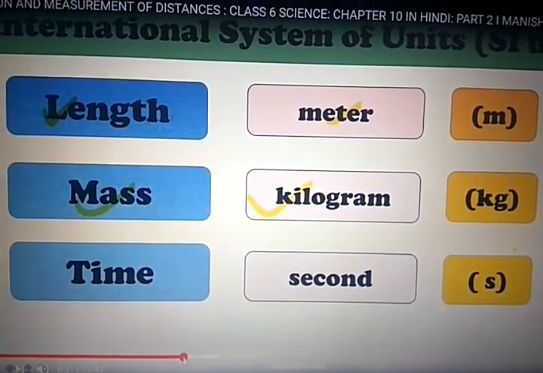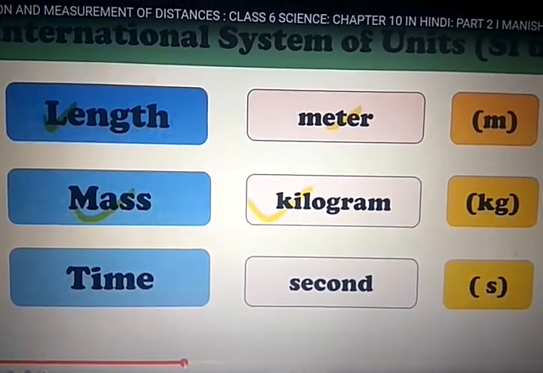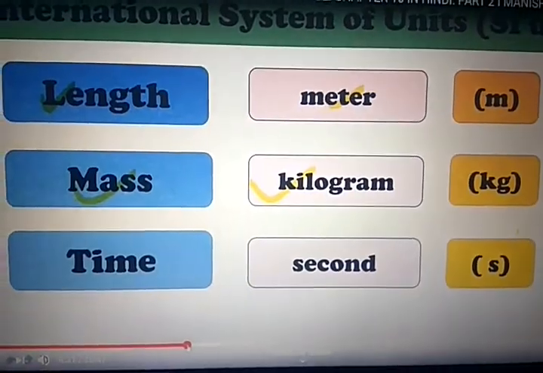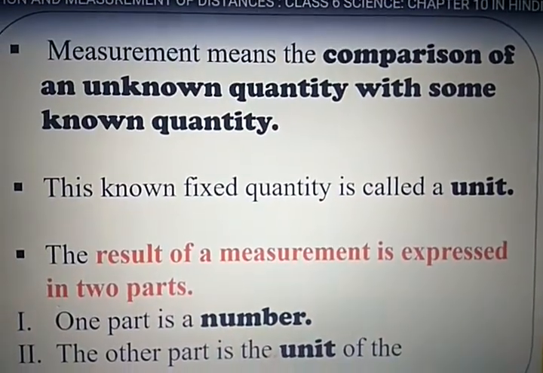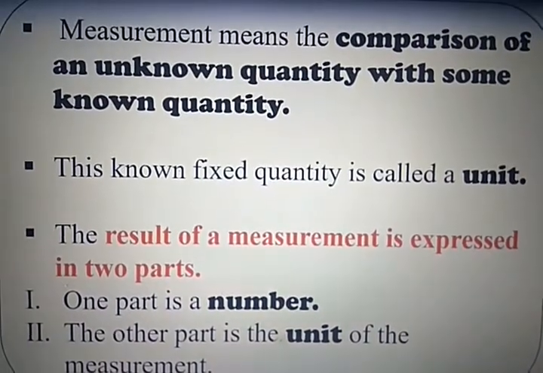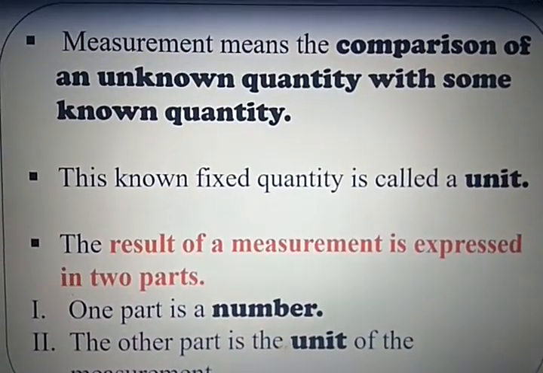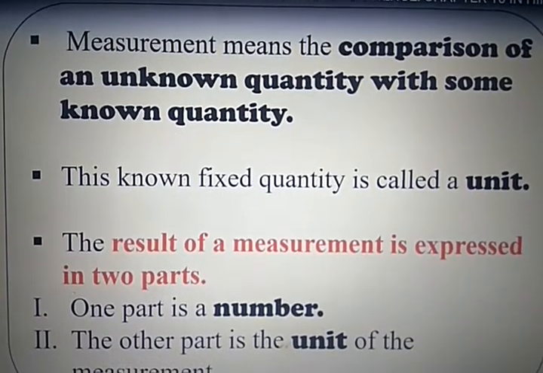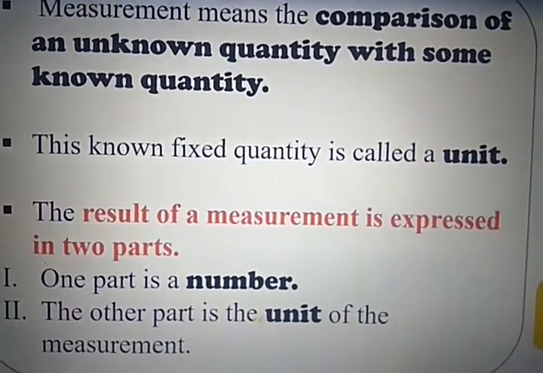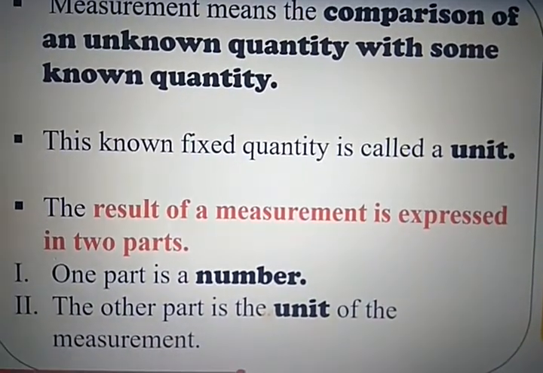Length is measured in meter, mass is measured in kilogram and time is measured in second. That is the MKS system. Measurement means the comparison of an unknown quantity with some known quantity, right? And this known fixed quantity is known as a unit.